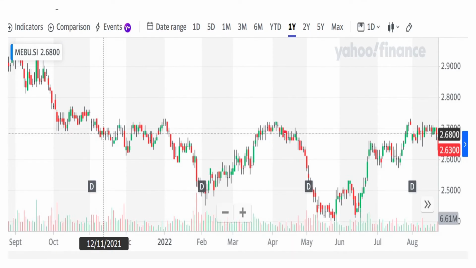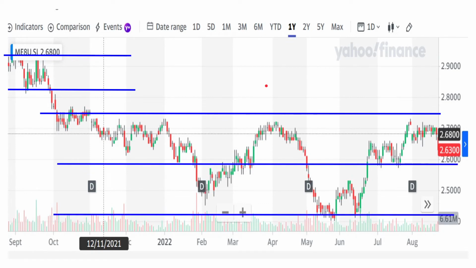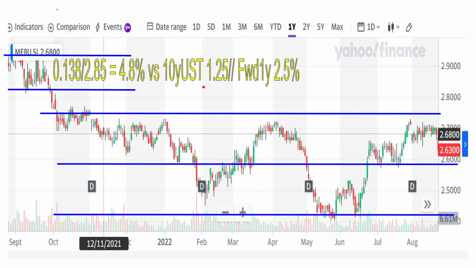If you look at the things from a horizontal perspective, things become even more interesting. So instead of drawing trend lines on a diagonal perspective, let's do it on a horizontal perspective. You can see very clear horizontal lines, right? Channels. And in this channel, what does it correspond to? At the 2.85 to 2.9 area, it represents around a 4.8% dividend yield, right?